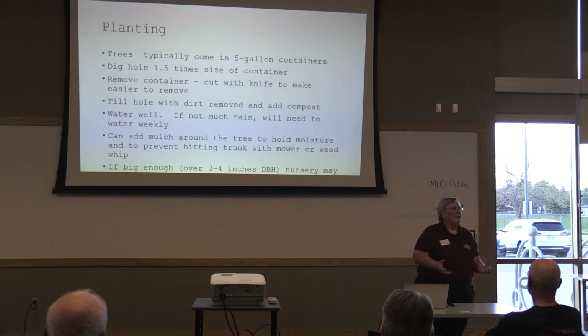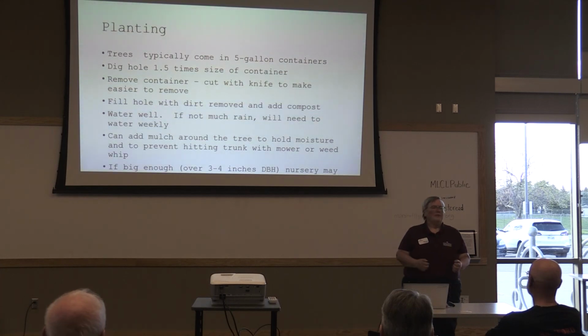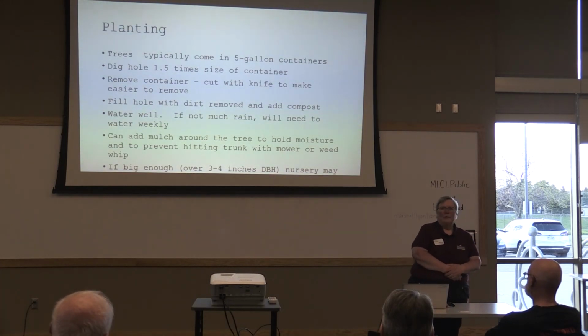Add mulch around the tree. That helps prevent the loss of moisture. It also prevents you from hitting the tree when you're mowing or weed whacking, because there should be no grass growing there, and you really don't want to hit the tree.